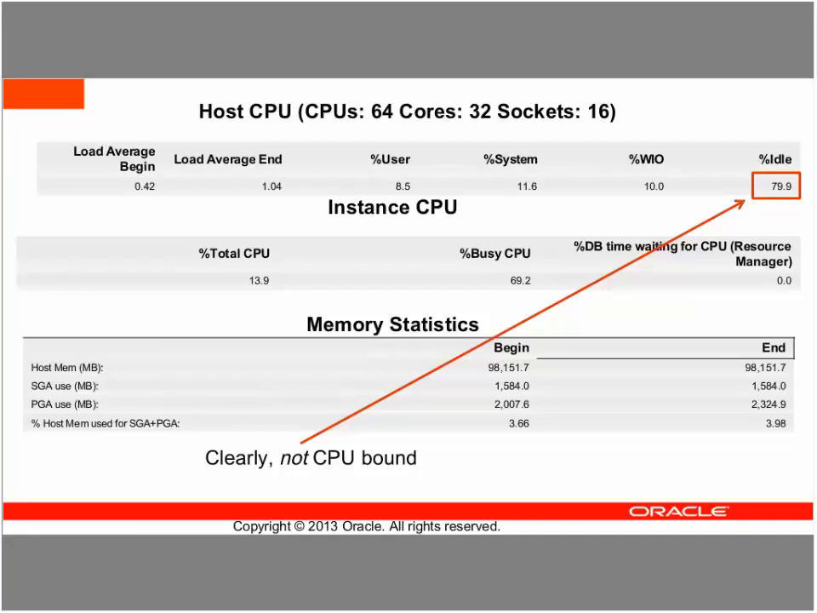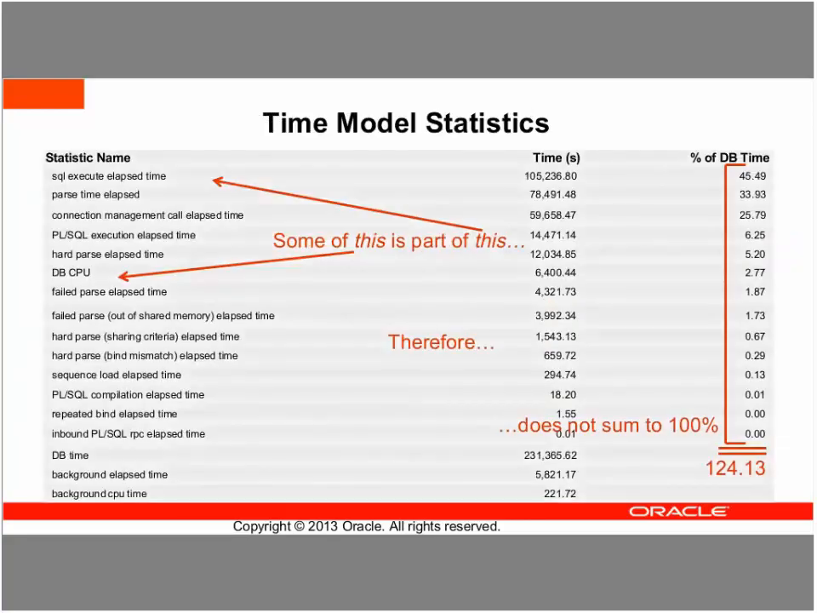So now we've got two different pieces of information that suggest that we're not CPU bound. So that's a good thing. Now we're into the time model statistics, and you will see this in the AWR report.